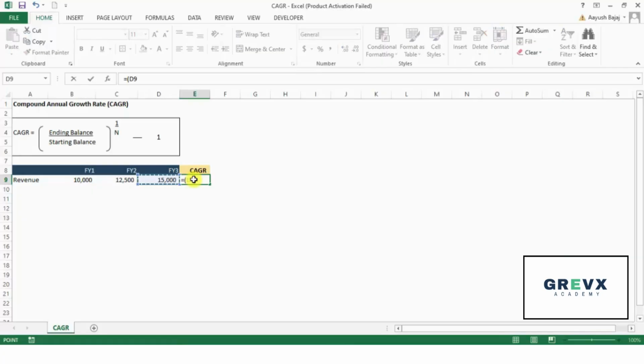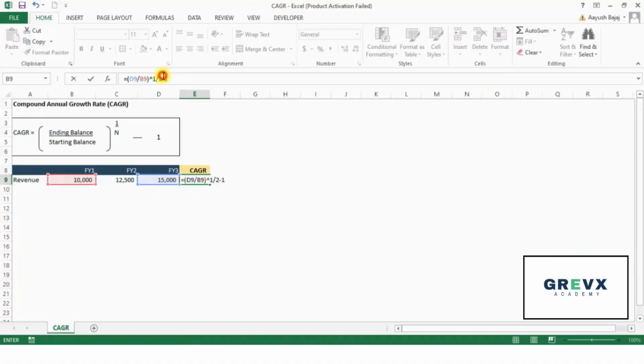Last year value, the ending balance, divided by the first year value, that is the beginning balance, raised to the power 1 by 3. Or not? Not 3, guys. Why? Because we are already in FY1. So 1 year and 2 years. From FY1 we are looking, so 1 and 2. 2 years. Right? And minus 1.